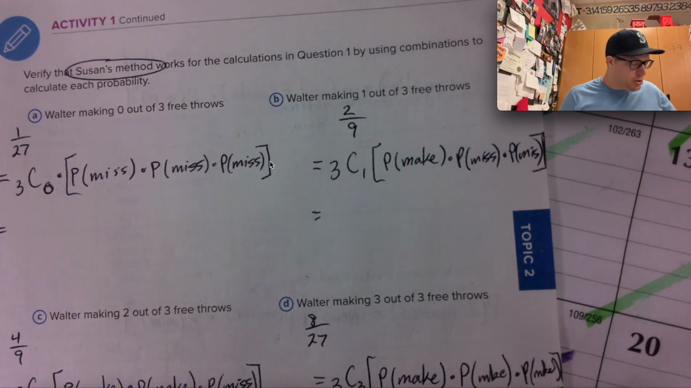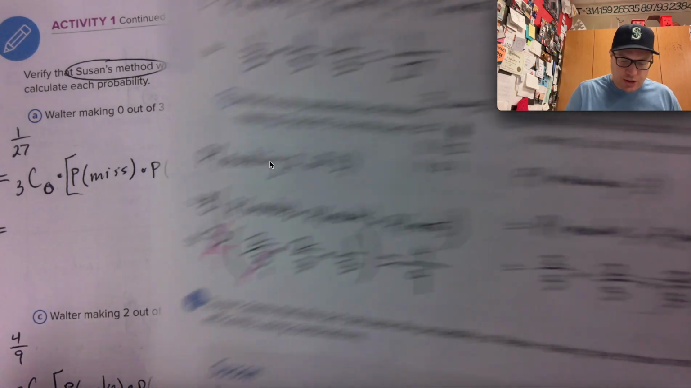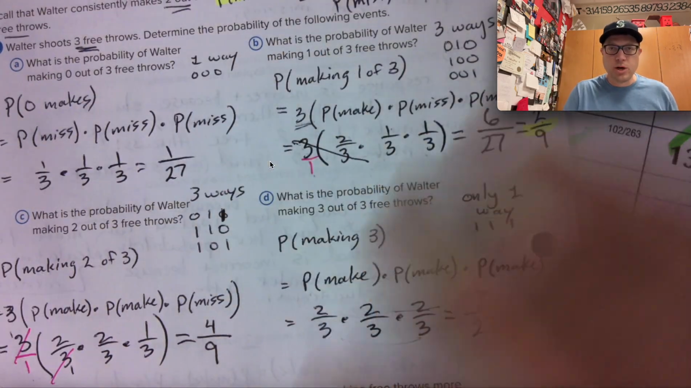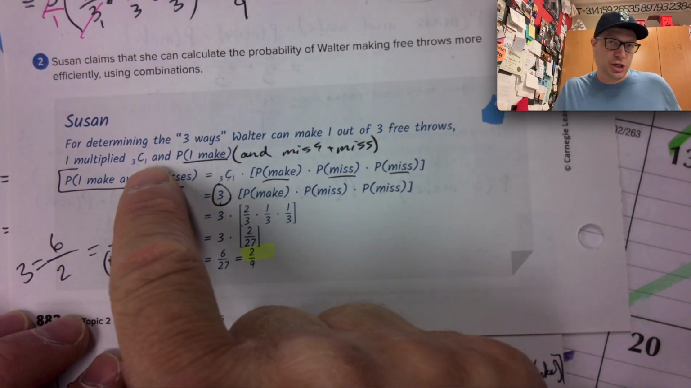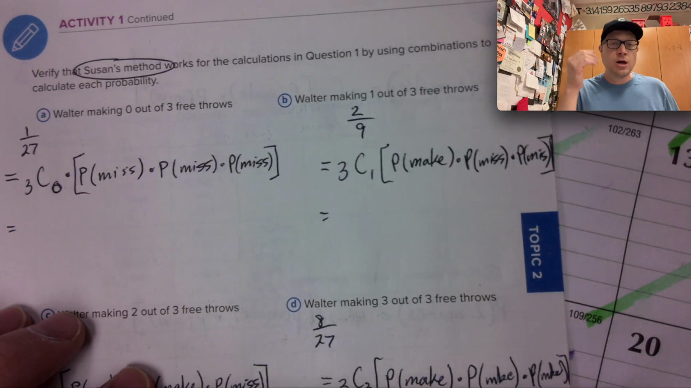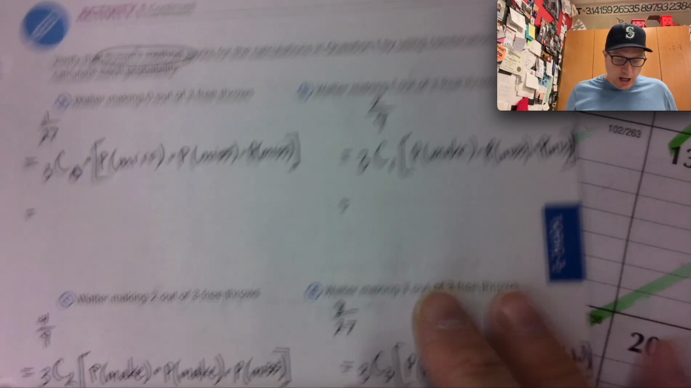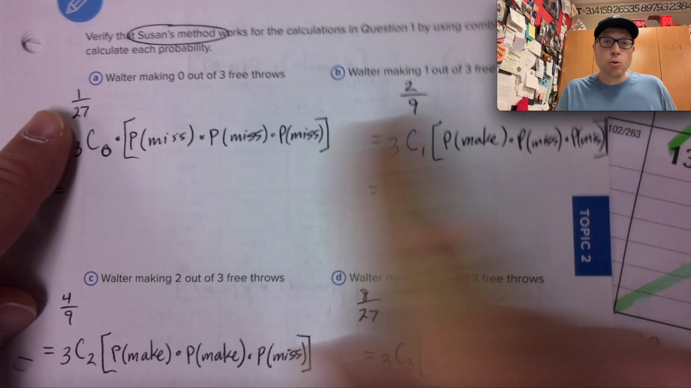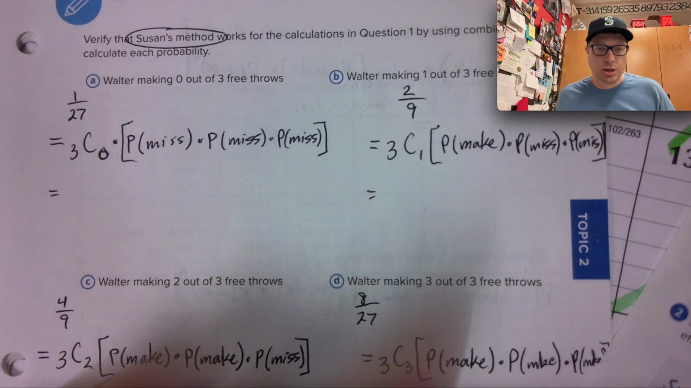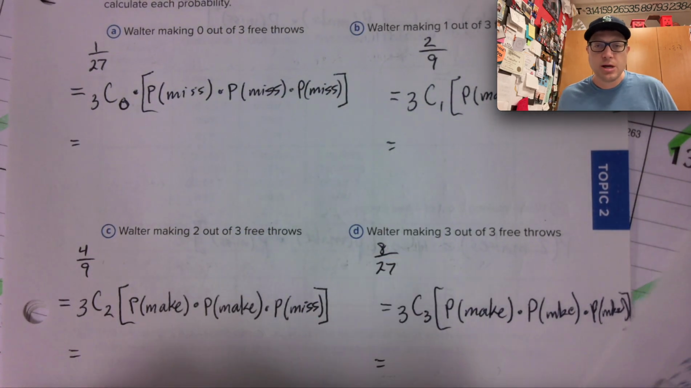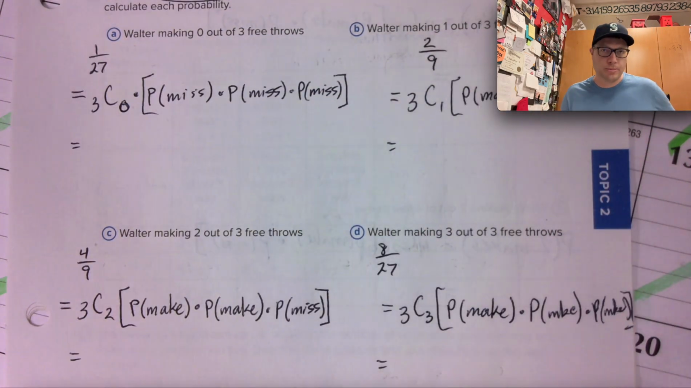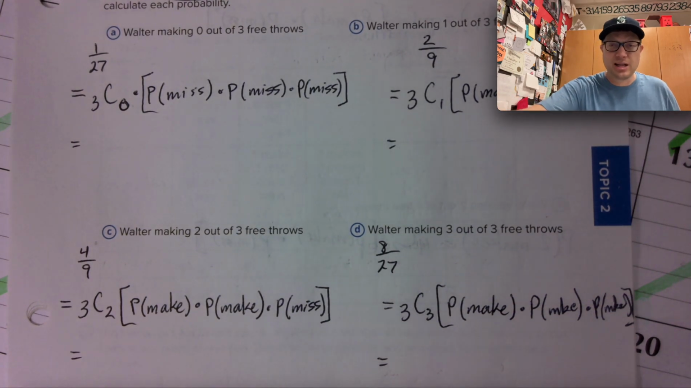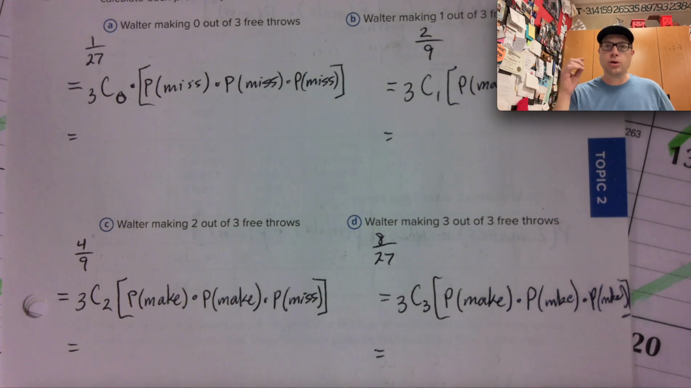Let's verify that Susan's method works for the calculations in question 1. Remember, these were the notes from question 1 and what we did. Then she came up with this method of saying, I can just use combinations, 3 choose 1 combinations. So let's see if she's right. I wrote down the probabilities for Walter making 0 free throws from question 1, from the different scenarios, so we know that if our calculations match, this is what the answers should be.